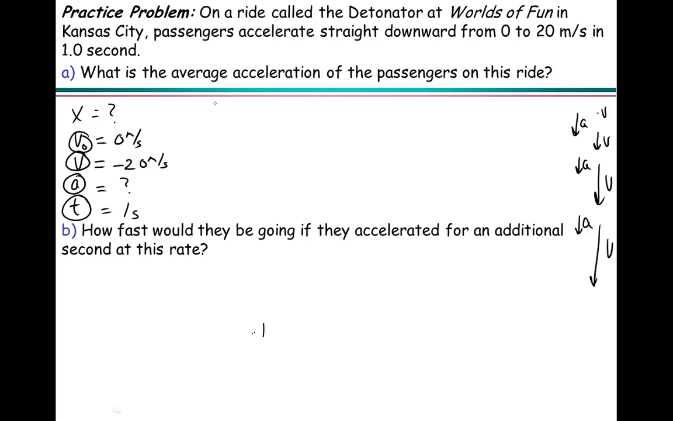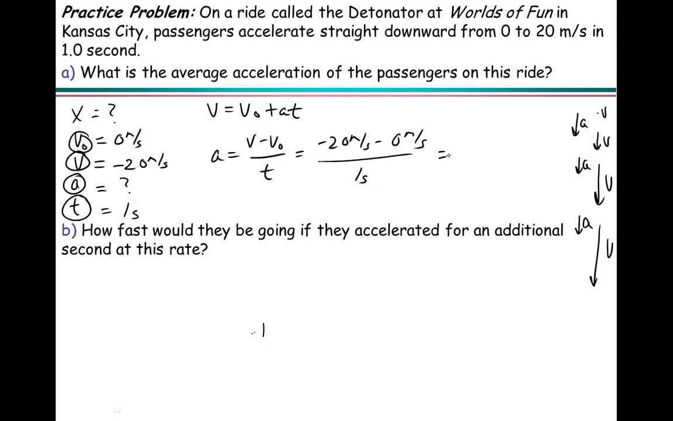So that means we're going to use this equation again, v equals v initial plus at, but this time we will solve it for the acceleration, which is v minus v initial over t. Our final velocity we said is negative 20 meters per second. Our initial velocity is 0 meters per second, and that's a time of 1 second. So we get an acceleration of negative 20 meters per second squared.